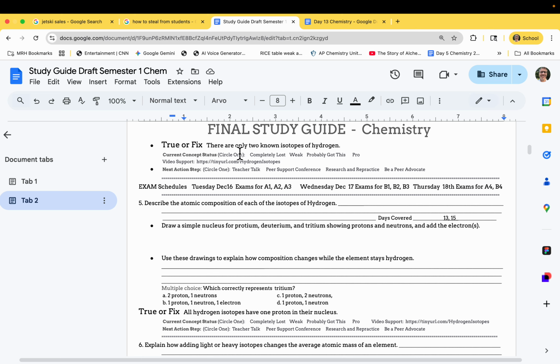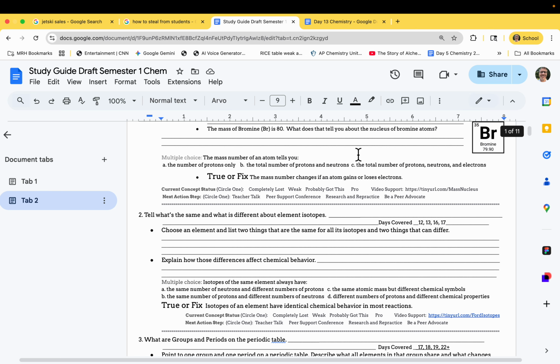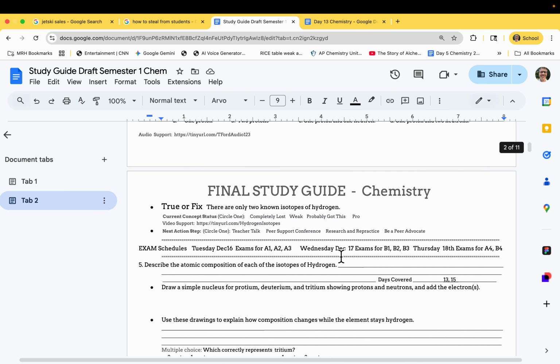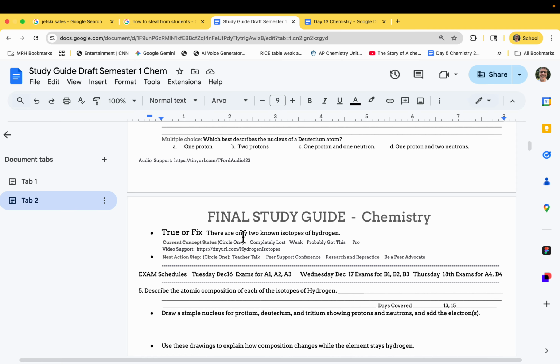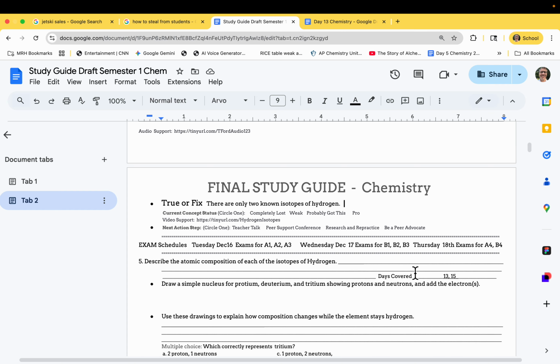True or fix? There are only 2 known isotopes of hydrogen. Well, no. You had to list and describe 3 isotopes of hydrogen. So there's not 2 known. There are 3 known isotopes of hydrogen. Fix that to make it say there are 3 known isotopes of hydrogen.